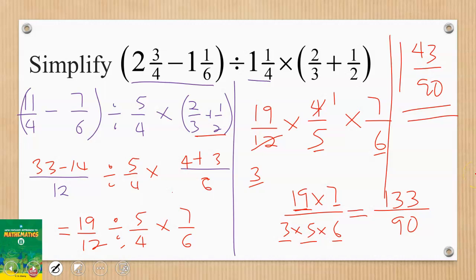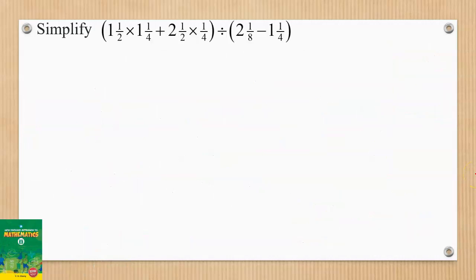Let's take one more example and see. Right, so here we have one and a half times one quarter, 2 1/2, and then 1/4. Now let's try to deal with the bracket first by changing each one of them into their improper fraction form. So 1 1/2 is 2 times 1 plus 1, 3 over 2 times 5 on 4, plus 2 1/2, 5 on 2 times 1 on 4.